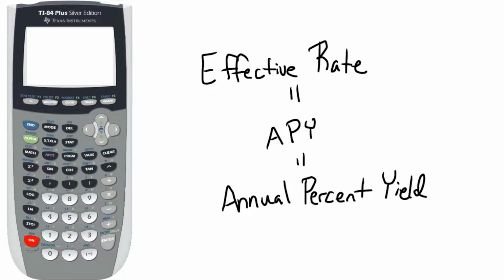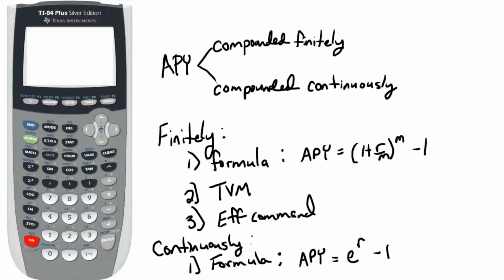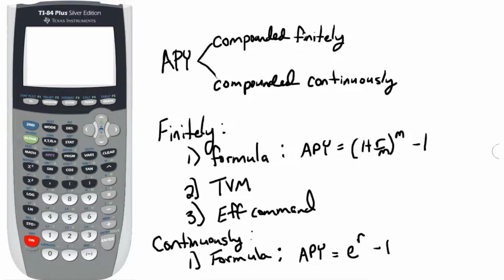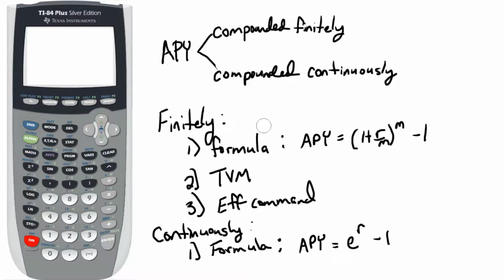So first off, we have two different types of problems, as we've seen so far. We've got where things are compounded finitely, like monthly, quarterly, daily, annually, etc. And we've got compounded continuously. Each one is handled slightly differently, just as they are with the regular compound interest problems. If it's finite, we have a couple of different methods for tackling how to find this rate.